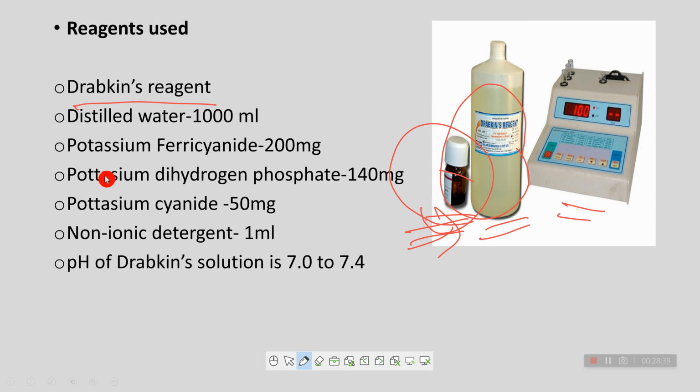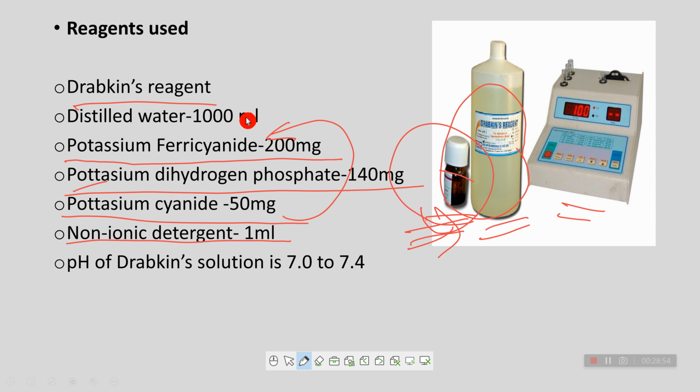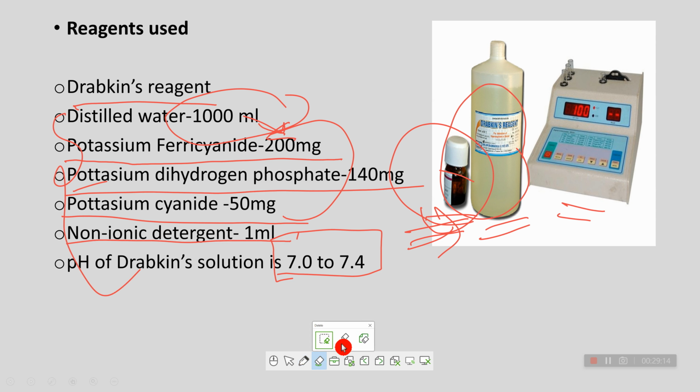Alright, so how can we make Drabkin's reagent? We need potassium ferricyanide 200 mg, potassium dihydrogen phosphate 140 mg, potassium cyanide 50 mg, and non-ionic detergent 1 ml. Add all these compounds to distilled water and make the volume up to 100 ml. The pH of the Drabkin solution must be 7.0 to 7.4. This is the composition of Drabkin's reagent.